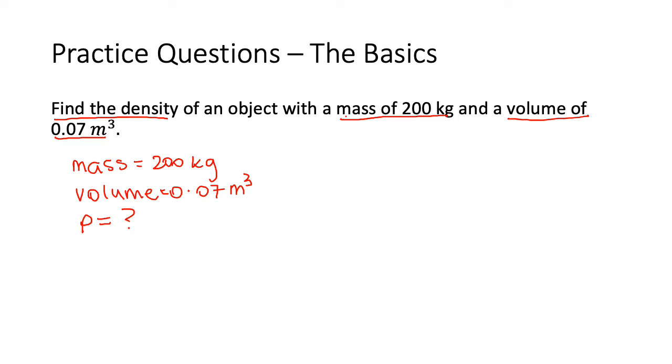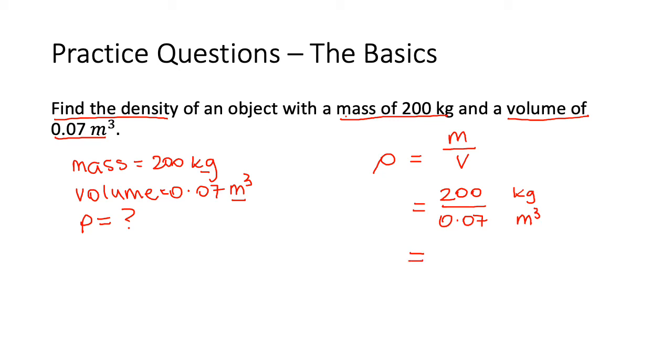So we need to recall the equation which we learnt earlier, and that is density equals mass divided by volume. So let's first check that we've got our units correct. Mass is in kilograms and volume is in meters cubed. So we know they are both SI units, and we will get the answer for density. So let's put these in. Mass is 200 kilograms and our volume is 0.07 cubic meters.